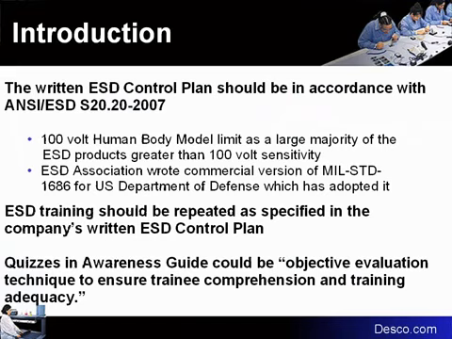The ESD control plan is designed around what is referred to as the 100-volt human body model limit, which was selected by the ANSI S20.20 as a baseline for susceptibility issues, as the threshold for the large majority of ESD products on the market have sensitivities greater than 100 volts. This gives a baseline of protection in excess of what typically would be required in electronic facilities today.